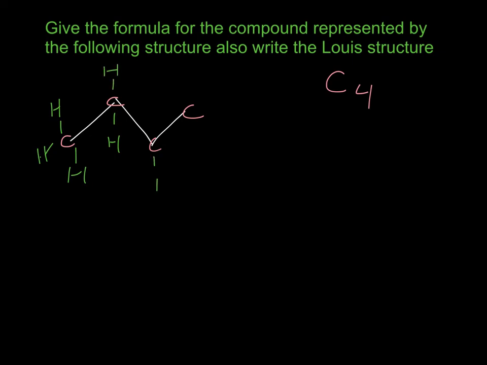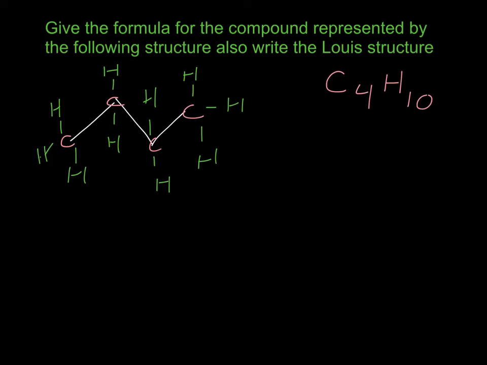Same for this carbon, it is participating in 2 bonds. This carbon here at the end is only participating in 1 bond, so it gets 3 hydrogens. I said carbons right there when I should have said hydrogens, obviously. So we have a total of 10 hydrogens: 1, 2, 3, 4, 5, 6, 7, 8, 9, 10. 10 hydrogens. And there's the Lewis structure, by the way.